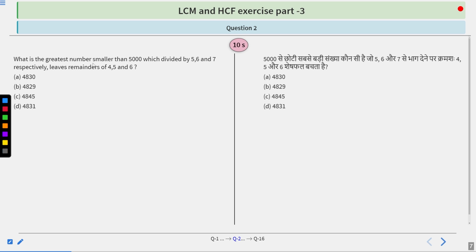What is the greatest number smaller than 5000 which divided by 5, 6 and 7 respectively leaves remainders of 4, 5 and 6? And options are 4830, 4829, 4845 or 4831. These are the options.